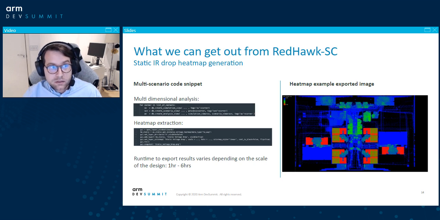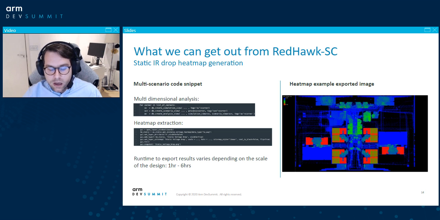By merging the capabilities of Redhook SC on handling multiple scenarios and big data extraction capabilities, here you can see a sample of code snippets used to handle the multiple scenario analysis and the heat map extraction for IR for the ongoing analysis that we will analyze onwards in this presentation. The runtime varied depending on the design size. As the analysis ran on multiple designs as a test case, it was from 1 hour to 6 hours per scenario. The outcome of a single scenario output can be seen on the image at the right-hand side.